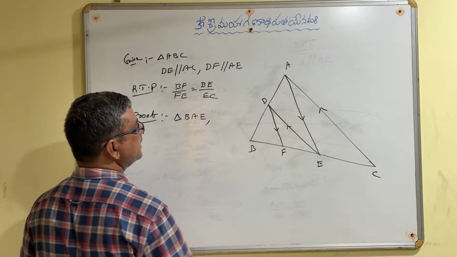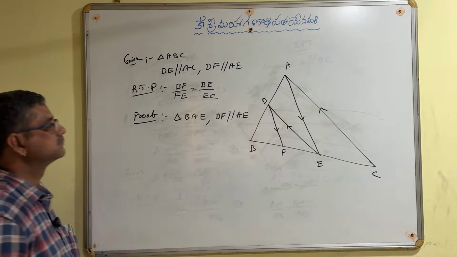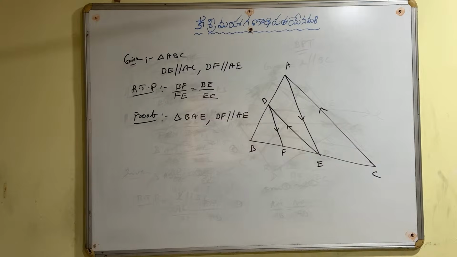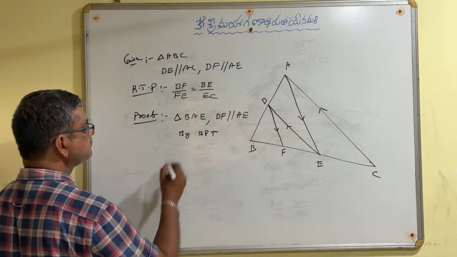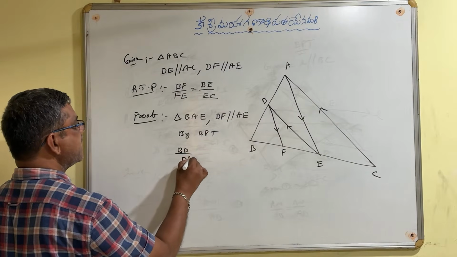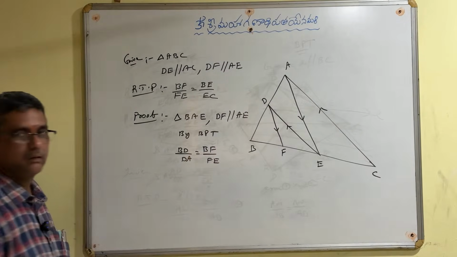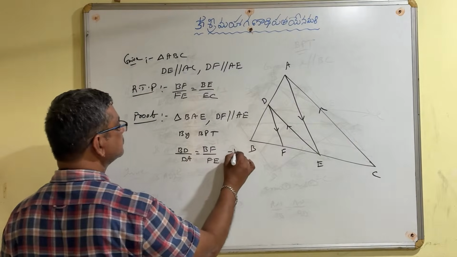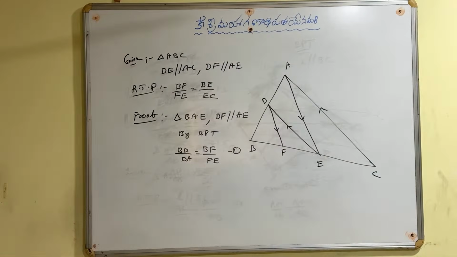In triangle BAE, DF is parallel to AE. Okay. Now by the basic proportionality theorem, BD by DA is equal to BF by FE. Is that right? By the basic proportionality theorem, BD by DA is equal to BF by FE.